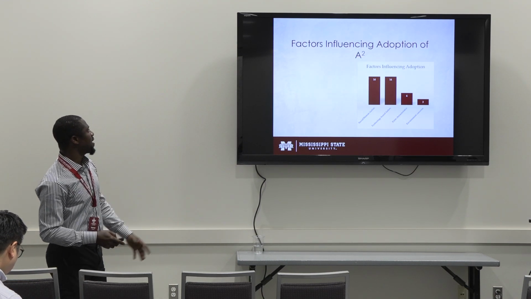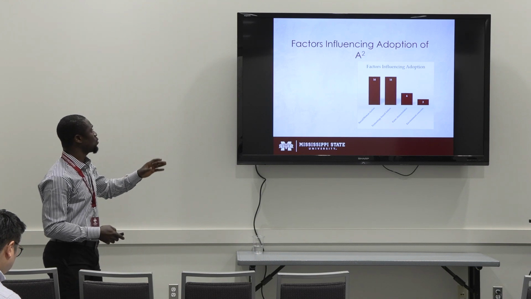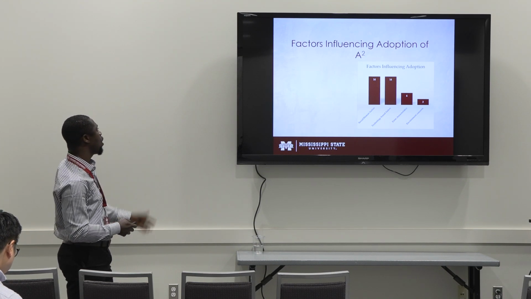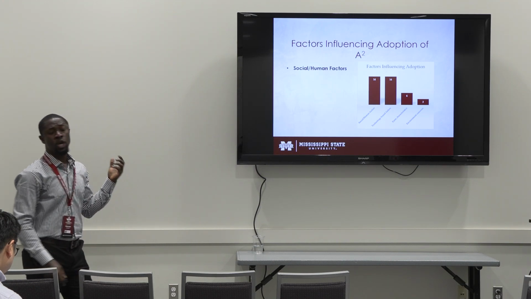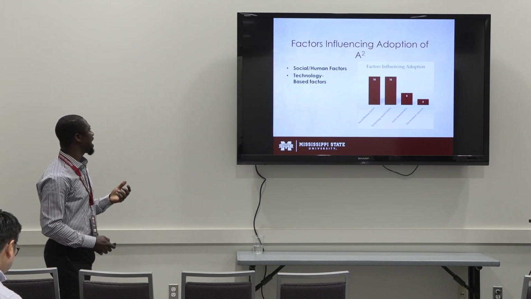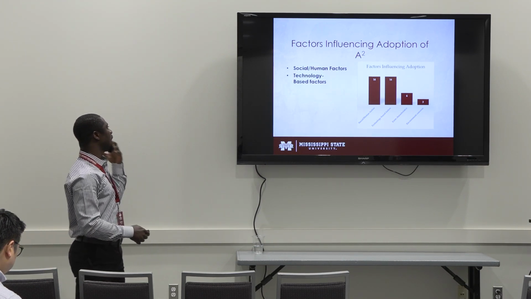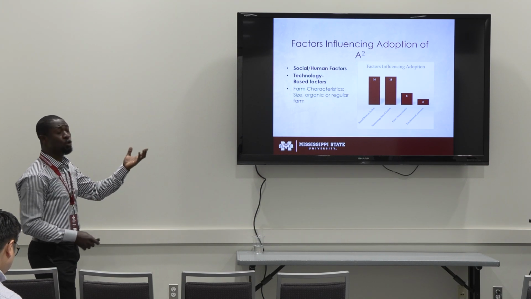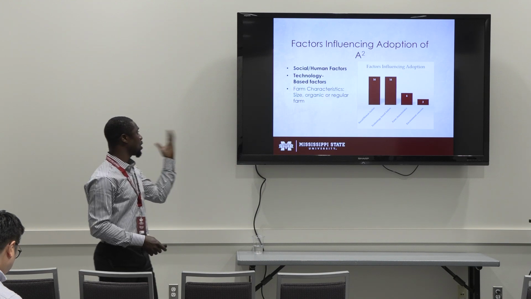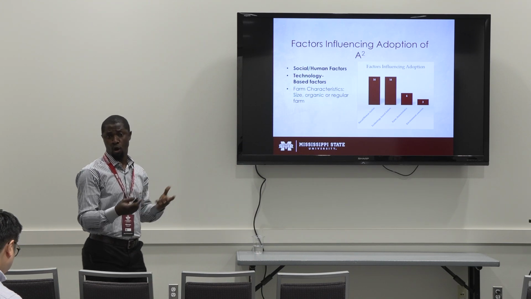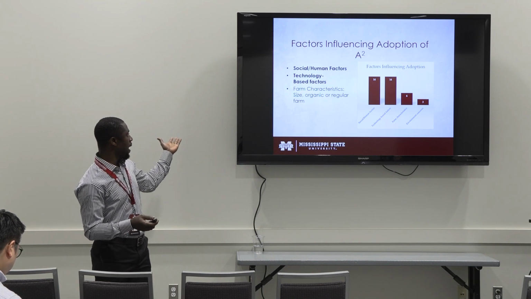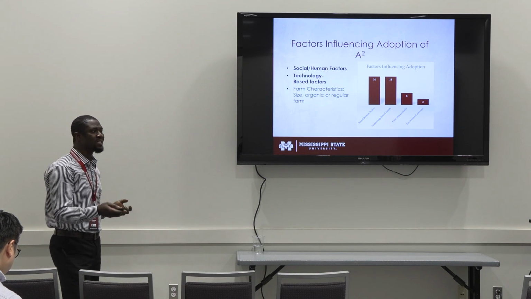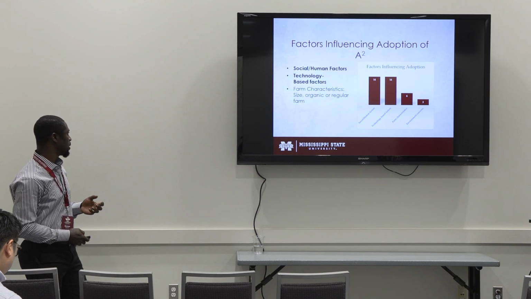So, as far as adoption, we know factors. We classify the factors that influence adoption into 4. One of them is socio-human factors, and then we have technology-based factors, and the other 2 are farm characteristics, which include farm size and whether a farm is organic or regular farm.